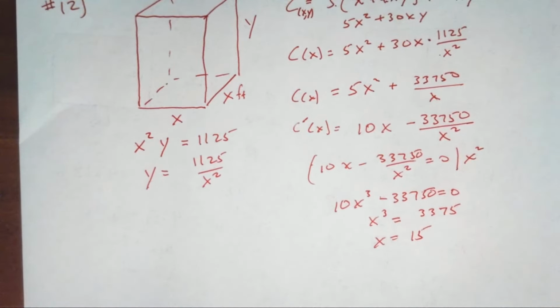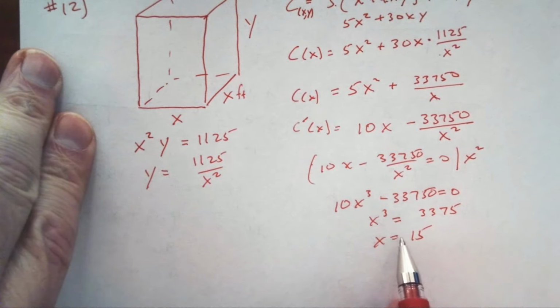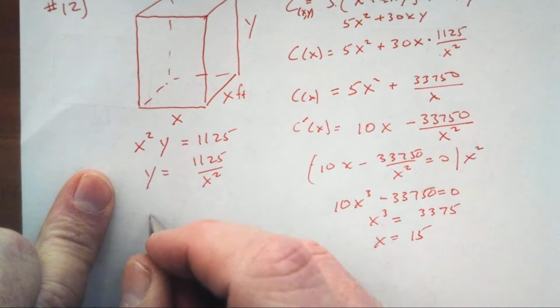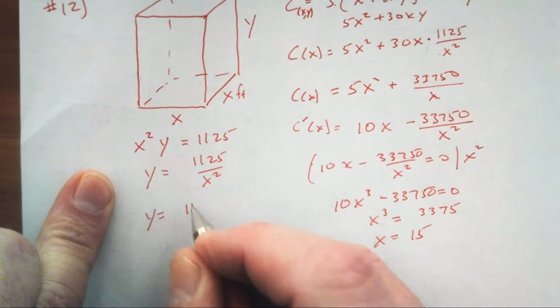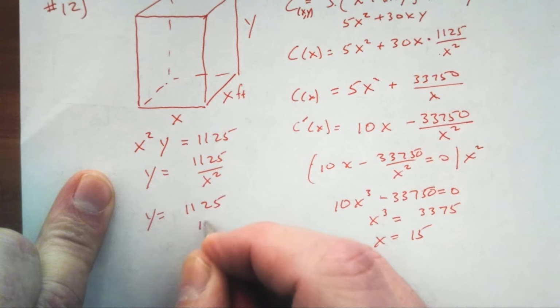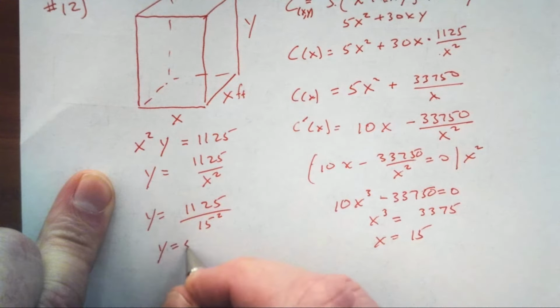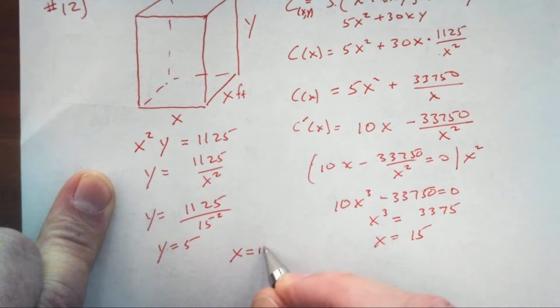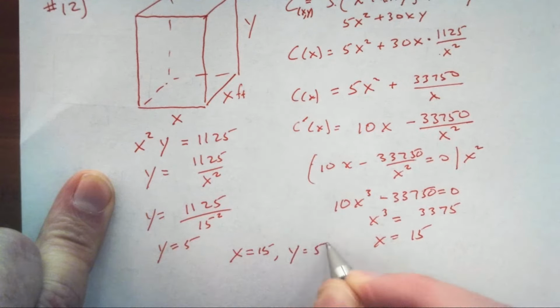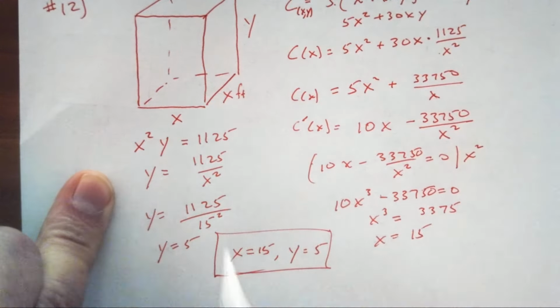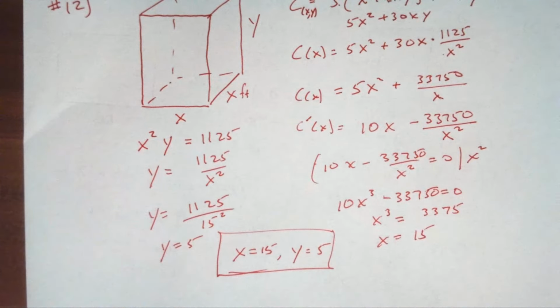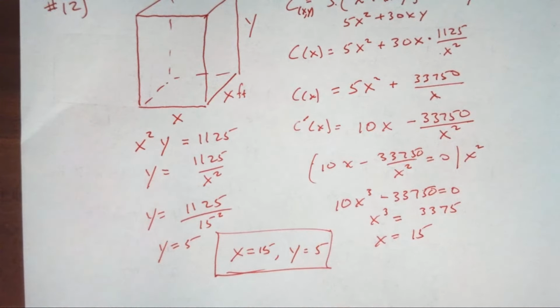So x is 15. This is our critical point at 15. Come back up here and we get y equals 1125 divided by 15 squared, which is 5. So x is 15 and y is 5, which gets us our volume and minimizes the cost.